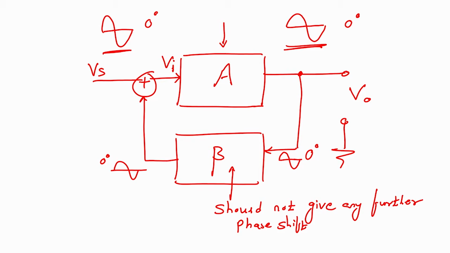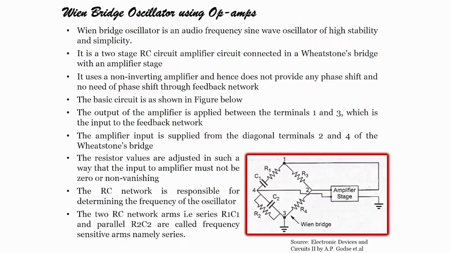Let us see that kind of oscillator, called the Wein bridge oscillator. This is a circuit, and we have used electronic devices and circuits for taking the schematic. The Wein bridge oscillator is an audio frequency sine wave oscillator of high stability and simplicity. So, it is an audio frequency sine wave oscillator.